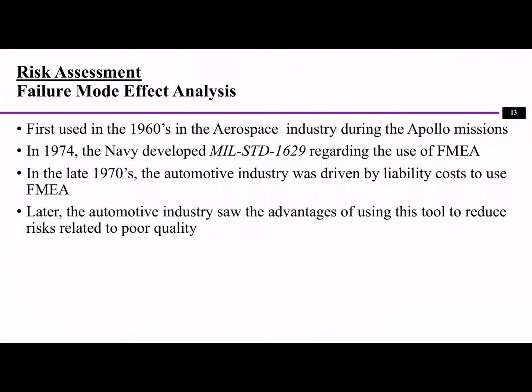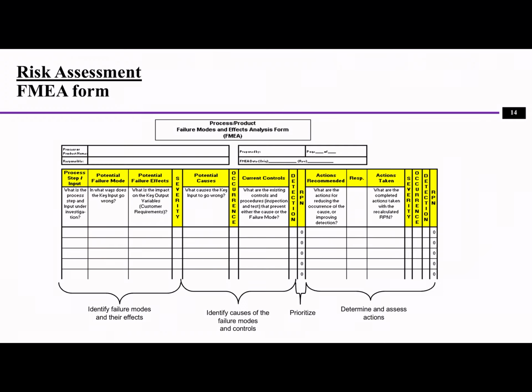And so FMEA is one of the tools that also got developed by the aerospace industry, trying to identify those risks. Later it was used in the Navy, and also later in industry, and now in a lot of software, products, and automotive industries as well. And this is a typical FMEA form. It is composed of several components.